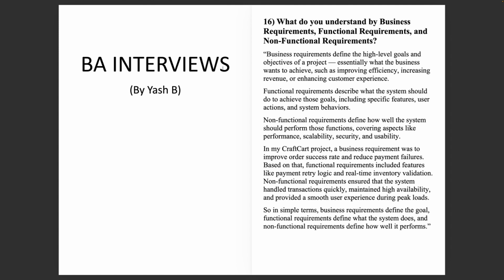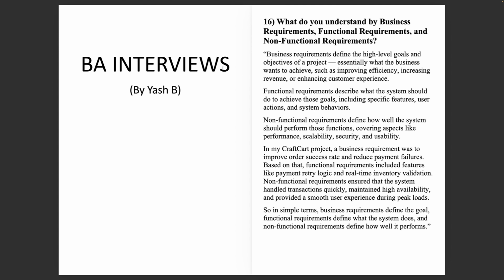So in simple terms, business requirements define the goal, functional requirements define what the system does, and non-functional requirements define how well it performs. So I hope you understand. Let's again just recall what it is. Business requirements explain the business goal. I want you to understand, business requirements explain the business goals.